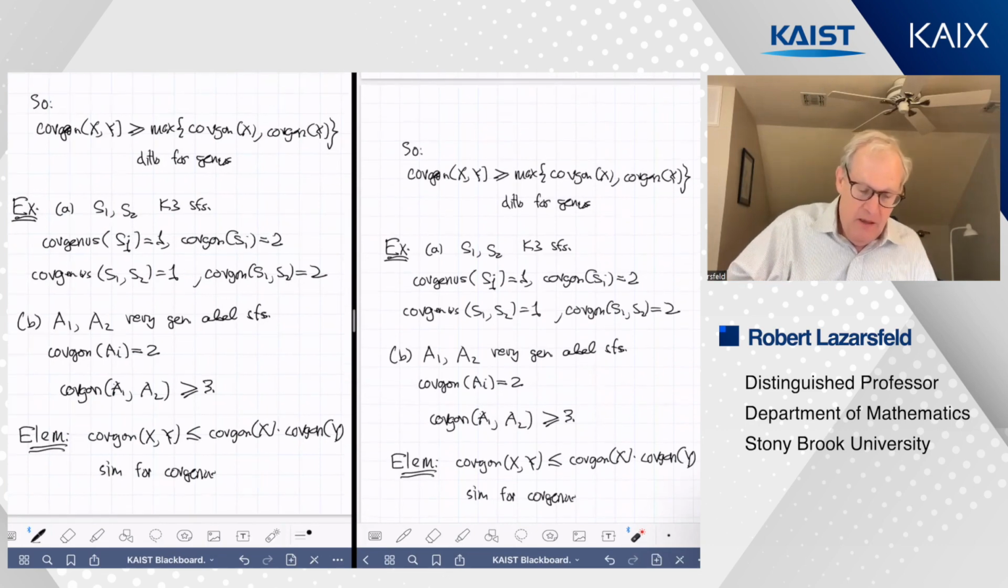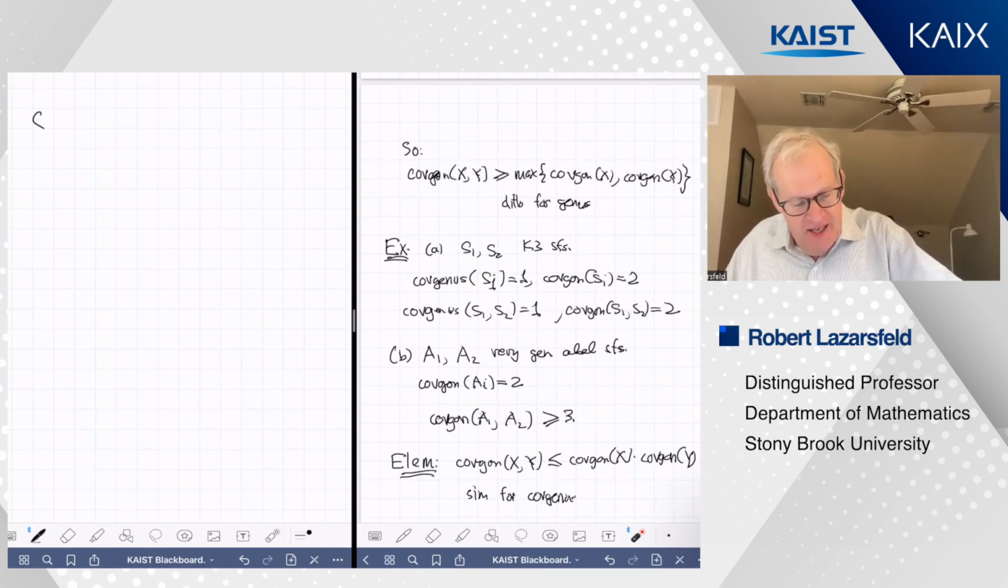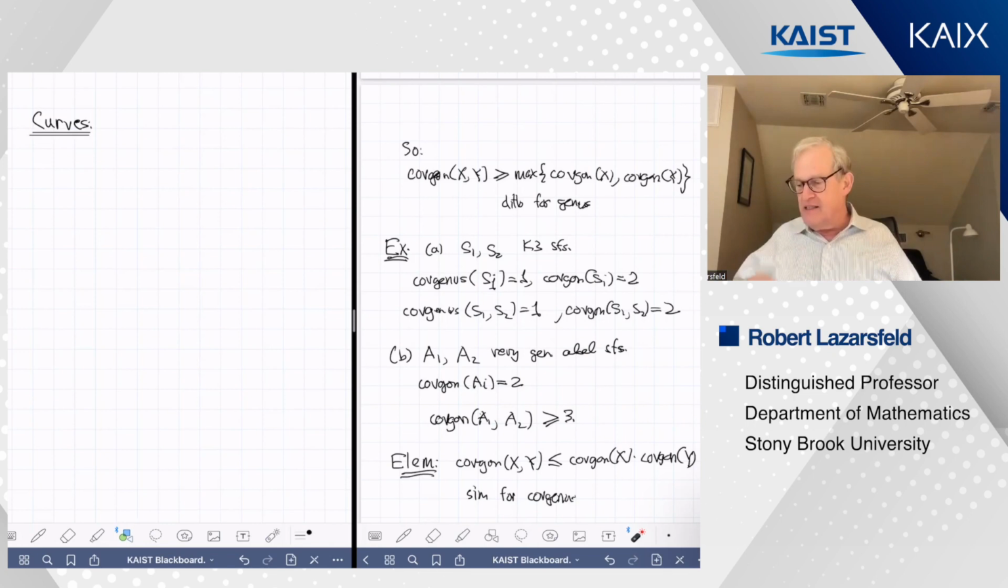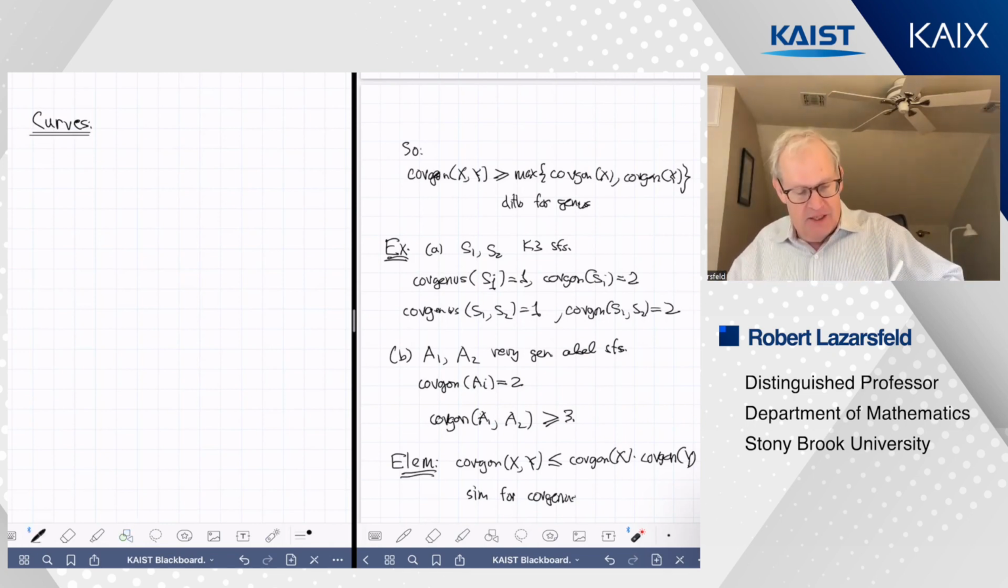Okay, so what can you say about this? Well, let's start with the case of curves. And incredibly enough, these invariants seem to be already rather subtle for the case of curves. So let's consider curves X and Y. So what is, for example, the joint covering genus of X and Y?